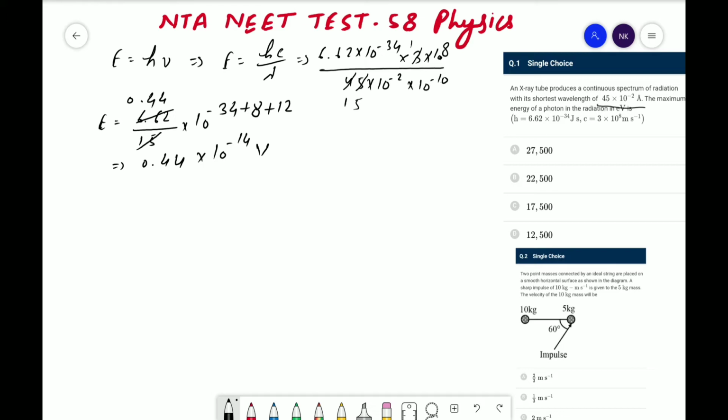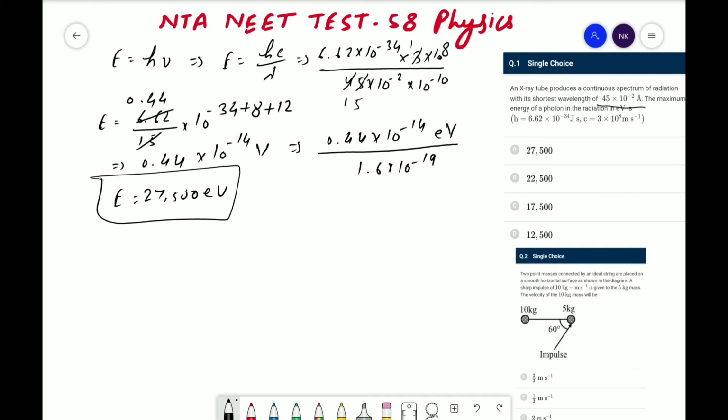Now we have to calculate energy in electron volt. Therefore we will multiply 1.6. Okay, therefore 0.44 into 10 to the power minus 14 electron volt. Electron volt means multiplied by electron and divided by electron. Hence divided by 1 electron charge, and value of an electron is 10 to the power minus 19. Okay, after solving this we will get E is equal to 27,500 electron volt. This is the correct answer. So here the first option is correct.